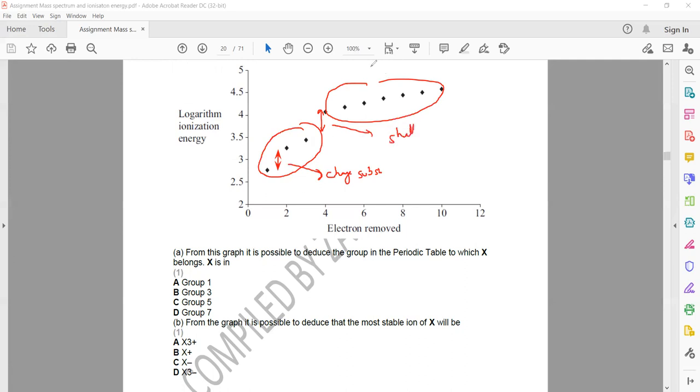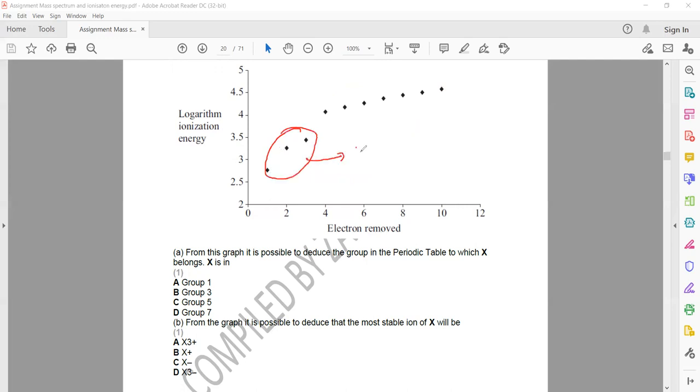So how many electrons are there in the last shell? So we can identify there are 3 electrons in the last shell. So if 3 electrons are in the last shell, which group does this element belong to? It belongs to group 3.